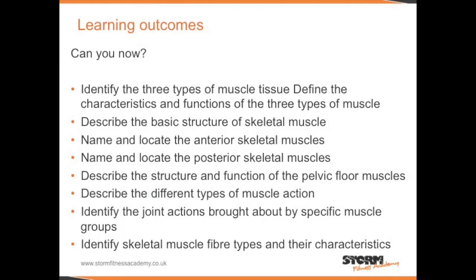Can you now identify the three types of muscle tissue, define the characteristics and functions of the three types of muscle tissue, describe the basic structure of skeletal muscle, name and locate the anterior skeletal muscles, name and locate the posterior skeletal muscles, describe the structure and function of the pelvic floor muscles, describe the different types of muscle action, identify the joint actions brought about by specific muscle groups, and identify skeletal fibre types and their characteristics.